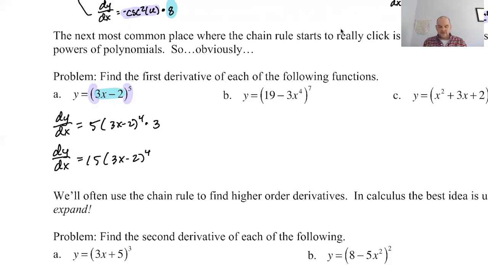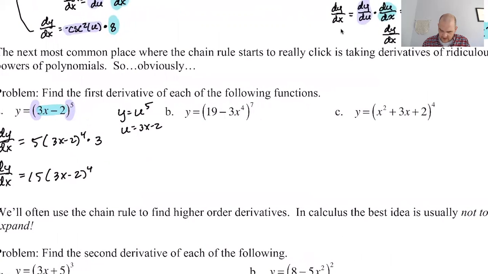You could do the thing where you say, I'm not going to carry it all the way through, but y is equal to u to the fifth, u is equal to 3x minus 2. dy/dx is dy/du times du/dx, and you go for it. You're going to end up in the same place. So this is our final answer. Let's try the next one.